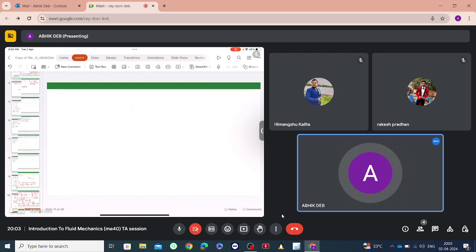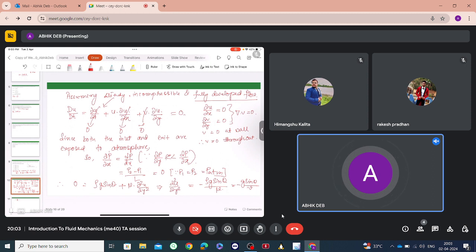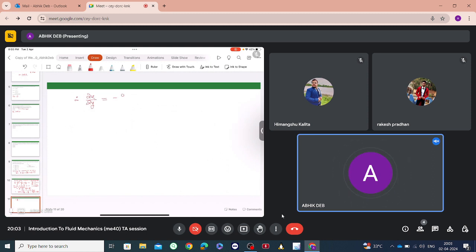Okay, so if we solve it, del u by del y is equal to minus g sine theta by nu into y plus c1, and u of y is equal to minus g sine theta by nu into y square by 2 plus c1 into y plus c2. Now we will put the values. At y is equal to 0, u is equal to 0. This implies c2 is equal to 0.